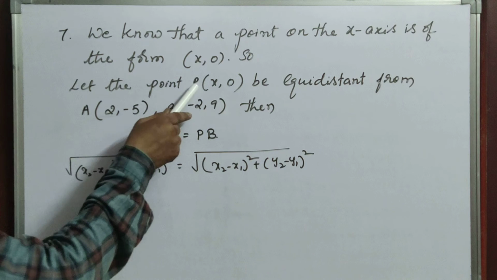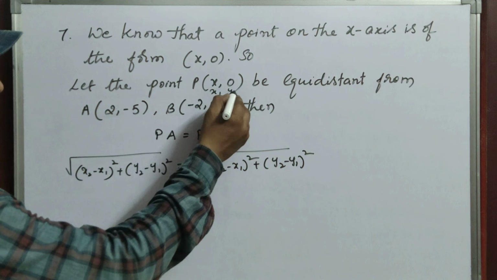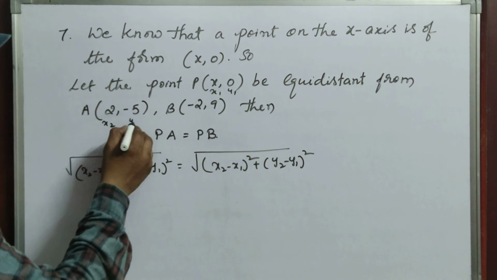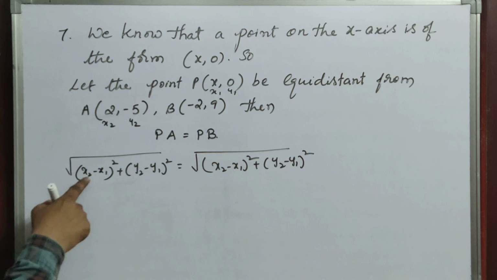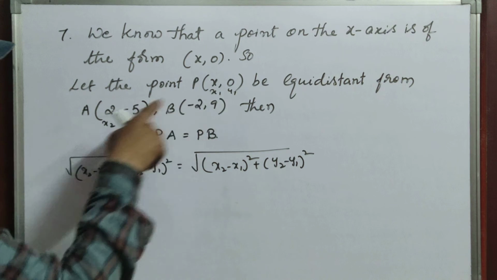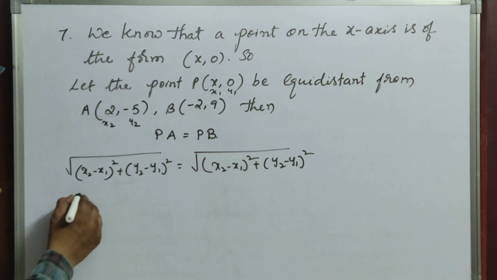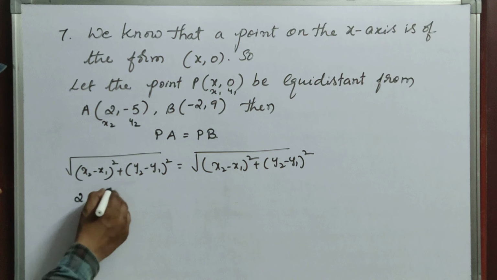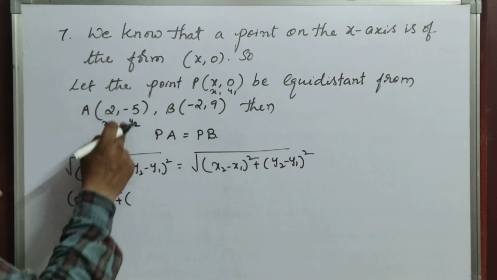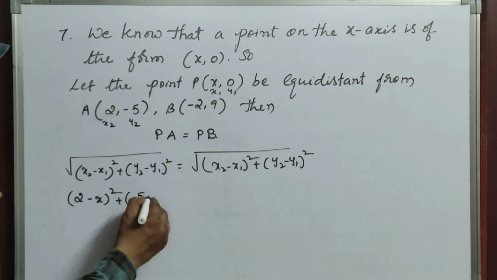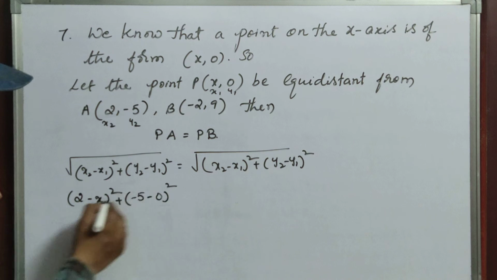Now PA, that means P and A, so this will be x1 and this will be y1. This is x2, this is y2. First I am doing this one. PA means x2 minus x1, y2 minus y1. x2 is 2, no? So 2 minus x, whole square, plus y2, which is minus 5, so minus 5 minus y1, which is 0, whole square.